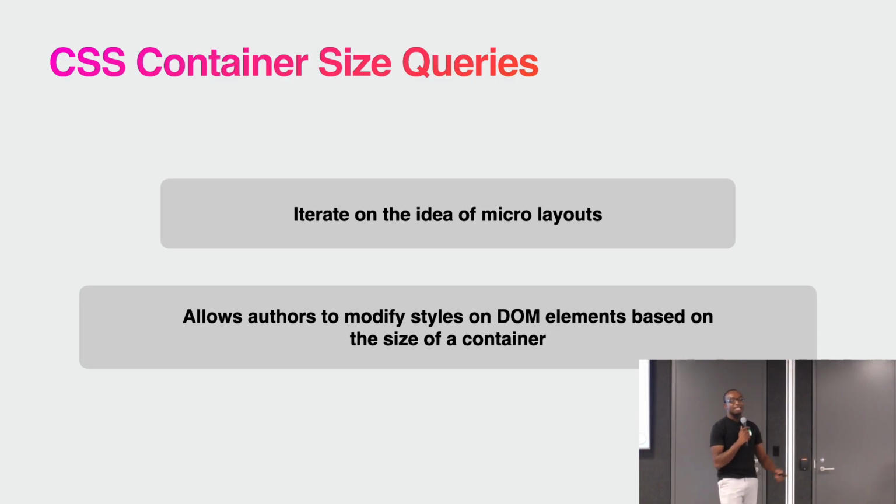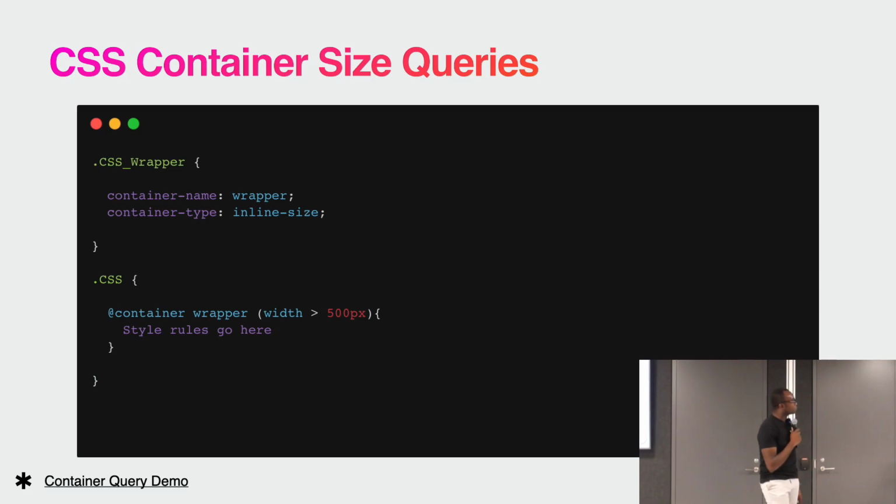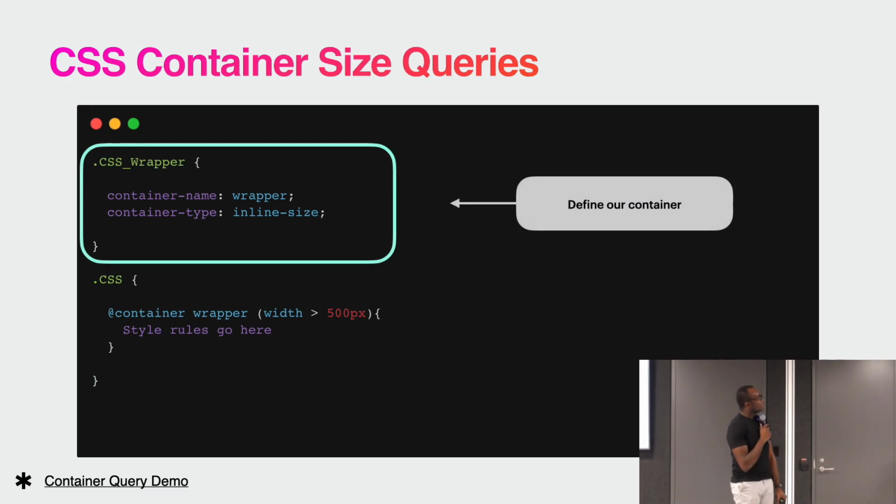And so enter container size queries. They iterate on the idea of micro layouts. They allow us to modify DOM styles based on the size of the container that is defined. So what do container queries even look like? Here is what one is like.